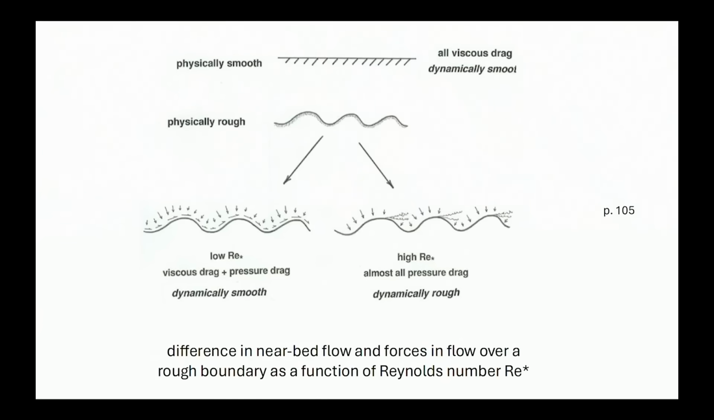So this may help you. We'll see. A boundary can be physically smooth, and with all viscous drag and no roughness, it's dynamically smooth. But it can be physically rough, and when it's physically rough, it can be dynamically smooth because it's all viscous drag and pressure drag, which I'm going to talk about soon. On the other hand, at higher velocities, it can be dynamically rough. So that's the difference between them. I haven't told you what Re star is, but I'm going to get there eventually.